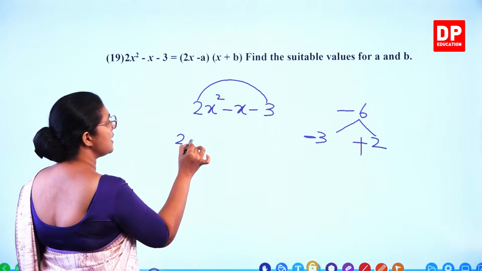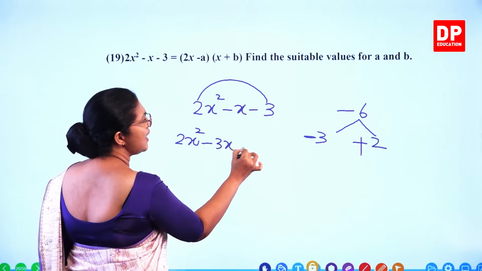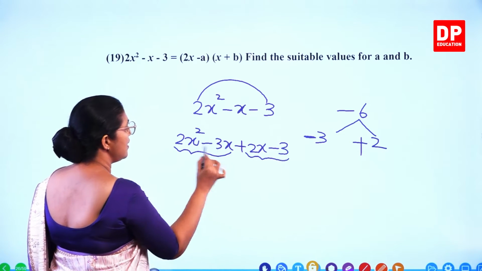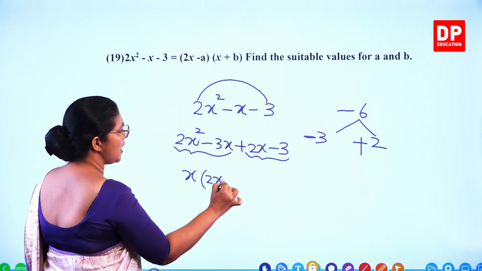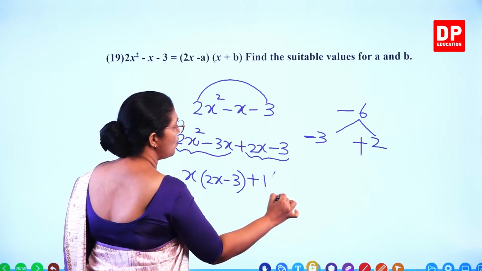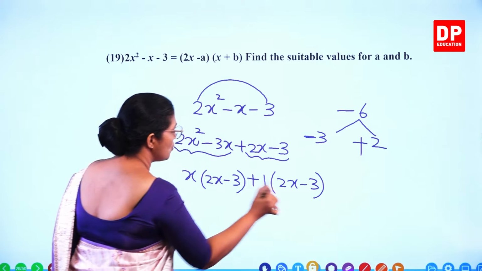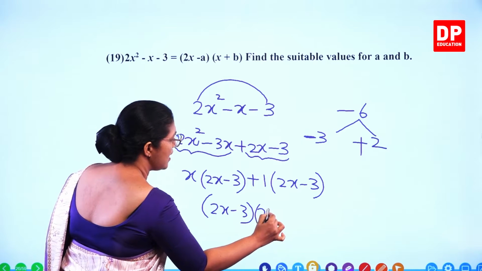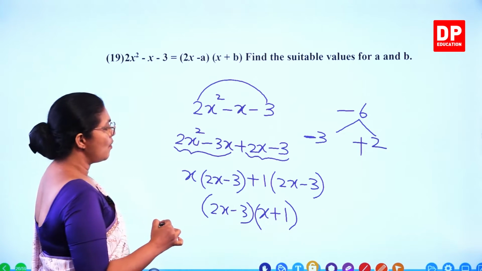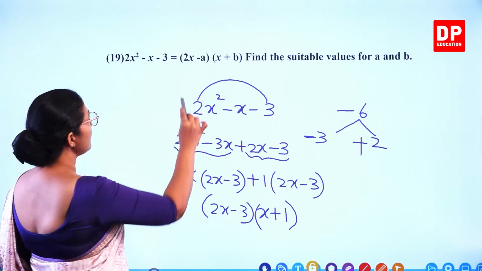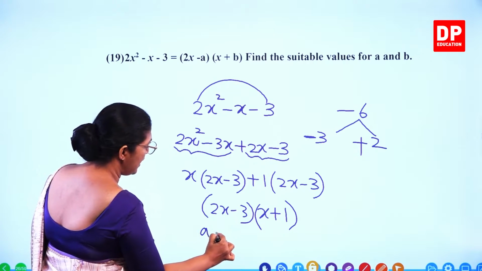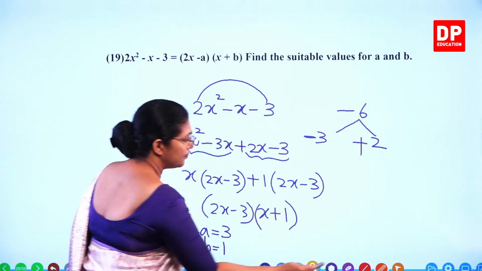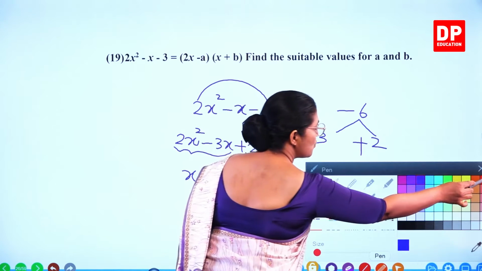So you split the middle term: 2x squared minus 3x and plus 2x. Then take 2 at a time and factorize. You get x out, 2x minus 3. Then plus 1 out, 2x minus 3. Then 2x minus 3, you can take it out and the remaining one you can write as the other factor. That's x plus 1. So now compare. According to this one, A equals 3 and B equals 1. So you get 2 marks for that.